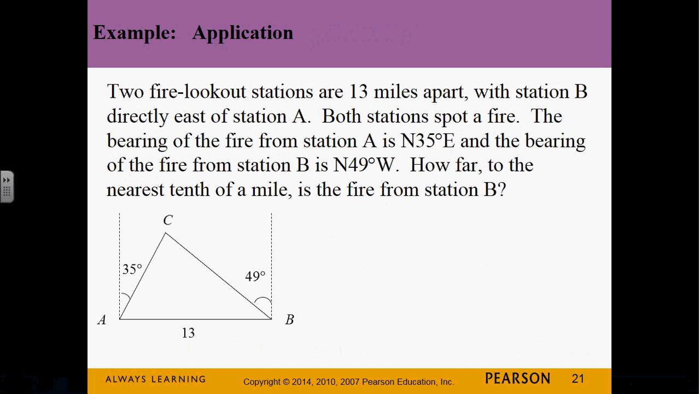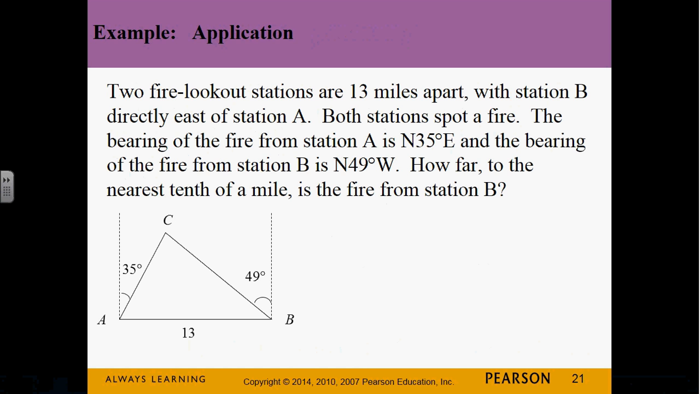So our last thing we want to do is an actual application. So we've got two fire lookout stations that are 13 miles apart, and you're given that station B is directly east of station A, so they're right across from each other. If both stations spot a fire, and we know the angle to that fire from both, then can we find how far the fire is away from the station? Well, we should be able to, because at this point, we've got angles and a side. So if we've got two angles and a side, we should be able to figure out the entire triangle.